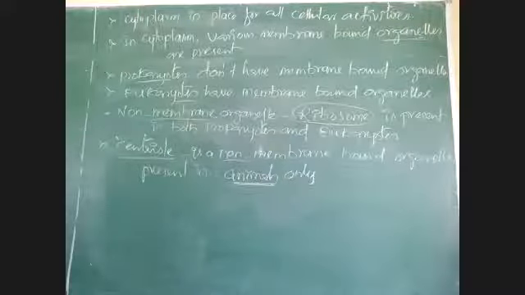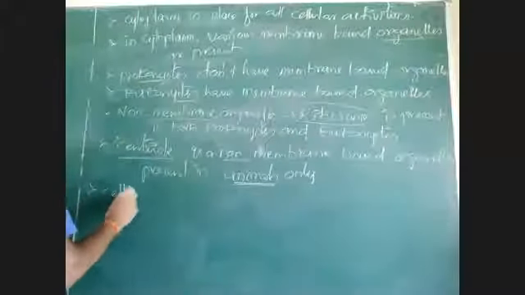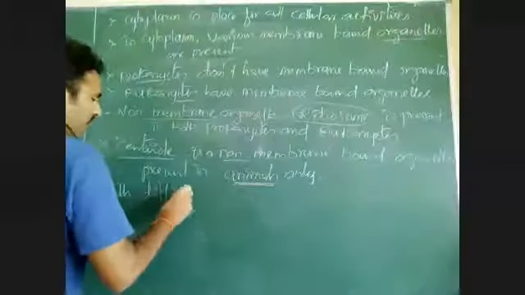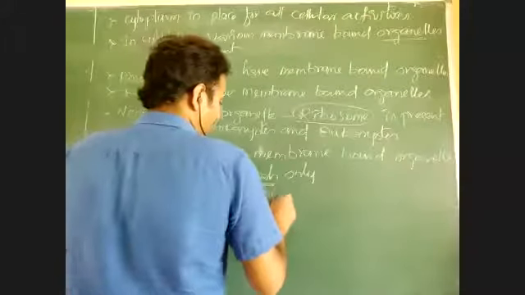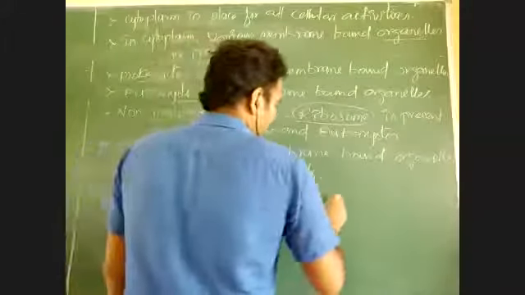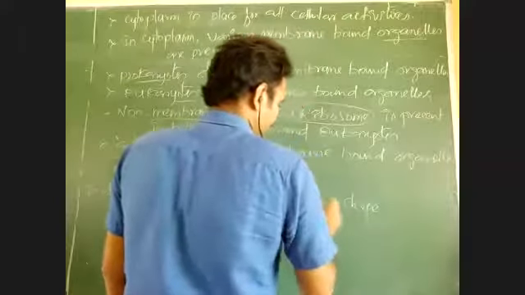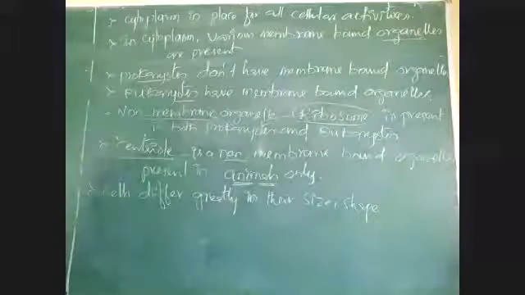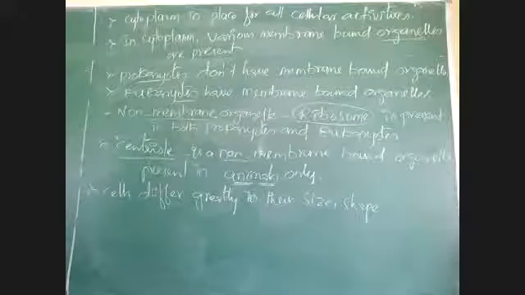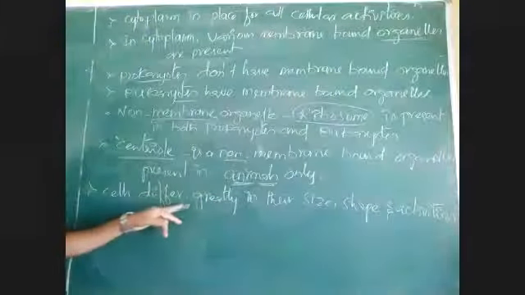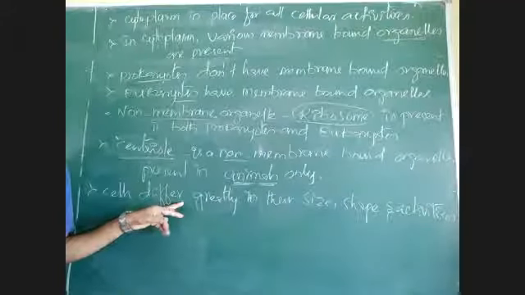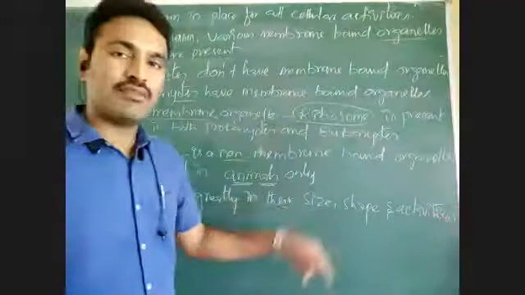Okay. And coming to other properties, cells differ greatly in their size and shape. All cells do not have the same size, the same shape, and the same activity also. Cells differ greatly. They show more differences in their sizes, shapes and activities.